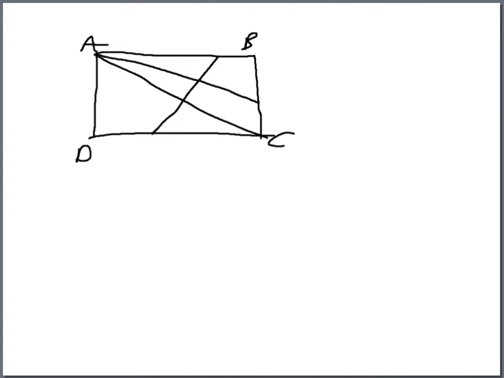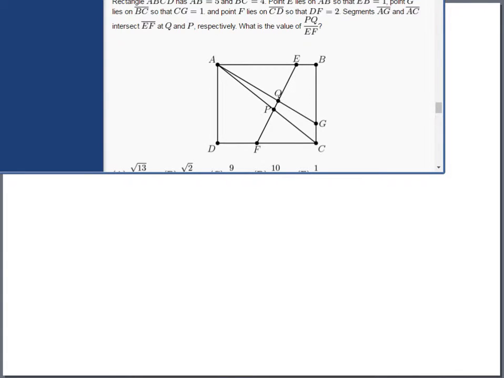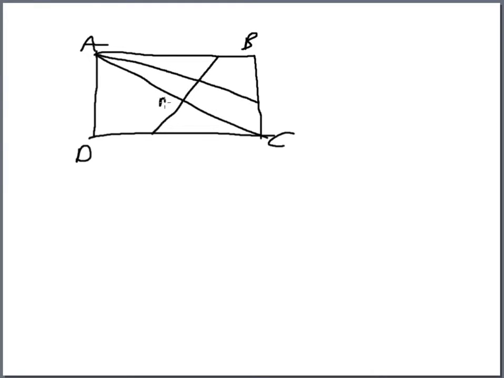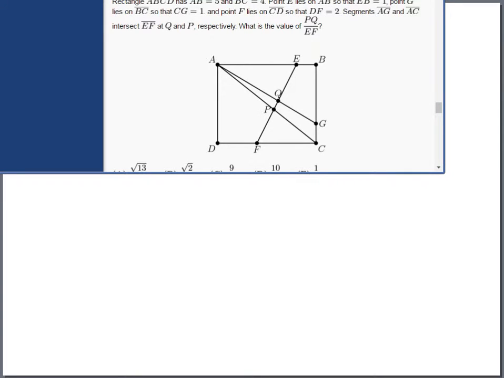And we are trying to find PQ over EF. This is going to be PQ, and this is going to be EF. And it just lists a bunch of values.